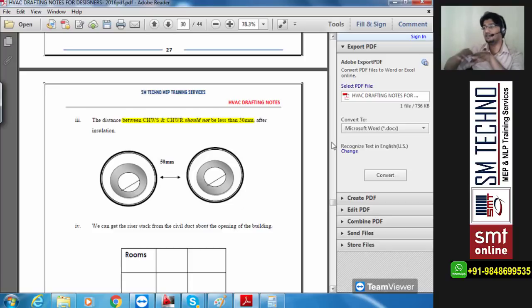Both the pipes will be stuck together. There will be no place for thermal efficiency to lead, no place for your energies to confront, and no space for changing the insulation material at the time of maintenance. Correct? So it should not be less than 50. It can be more than 50 after insulation. Please highlight, very important point.